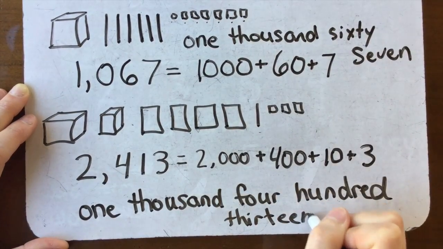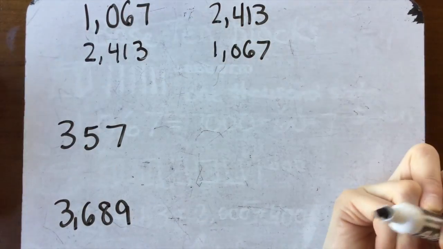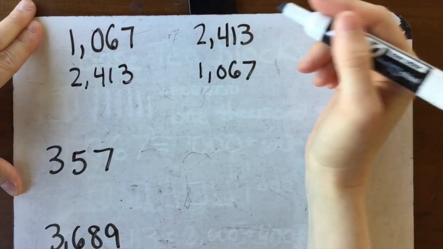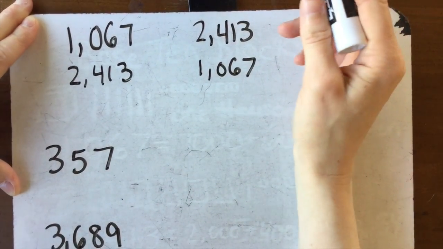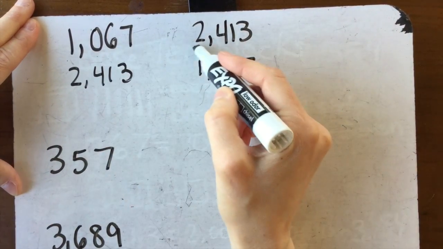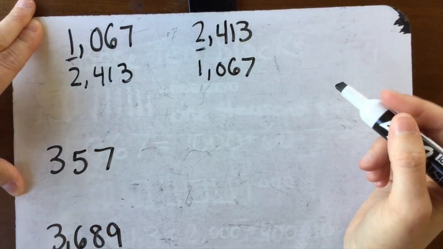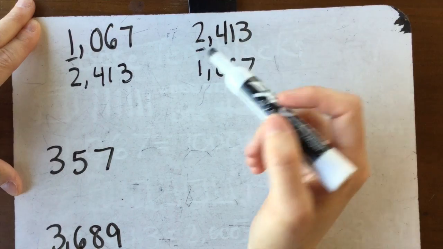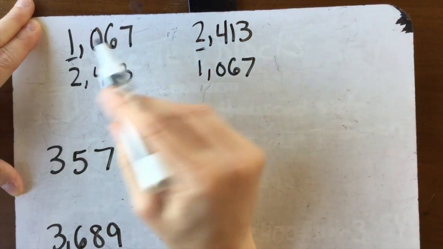So let's talk about which one of these numbers is greater. So when we're talking about numbers being less than or greater than, we start over to the left and we look at, okay, are these the same places? So we have thousands here and we have thousands here. Okay, so we can compare those two. So we're looking at a 2 and a 1. We know that 2 is bigger than 1.